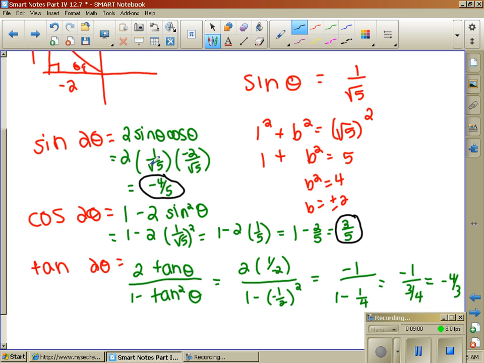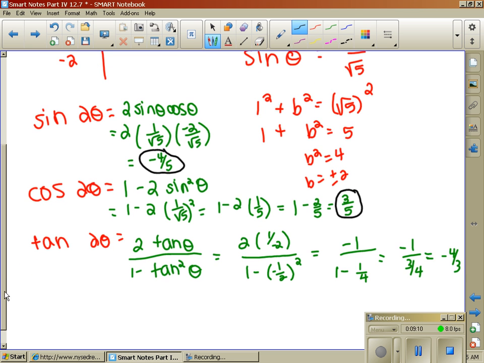Tangent, again, you could have done this divided by this and come up with this answer, which is perfectly fine. Just wanted to practice using the formula. So plug in your tangent. 2 times 1 over negative 2 is negative 1. 1/2 squared is 1/4. 1 minus 1/4 is 3/4. Negative 1 divided by this, multiplied by the reciprocal, you get negative 4/3. And of course that checks out if you divide these two.